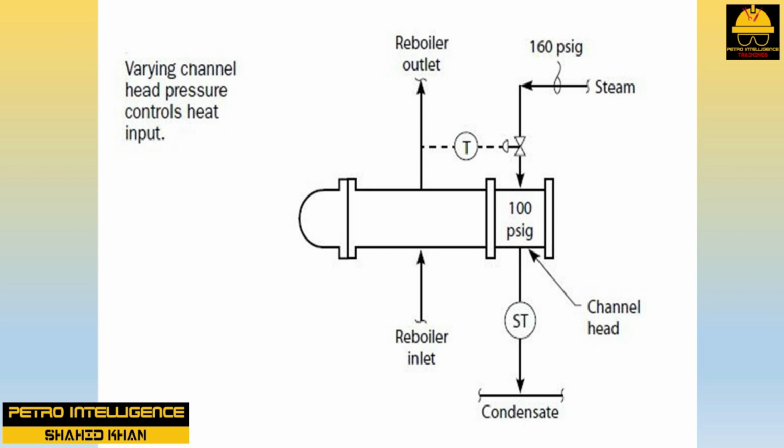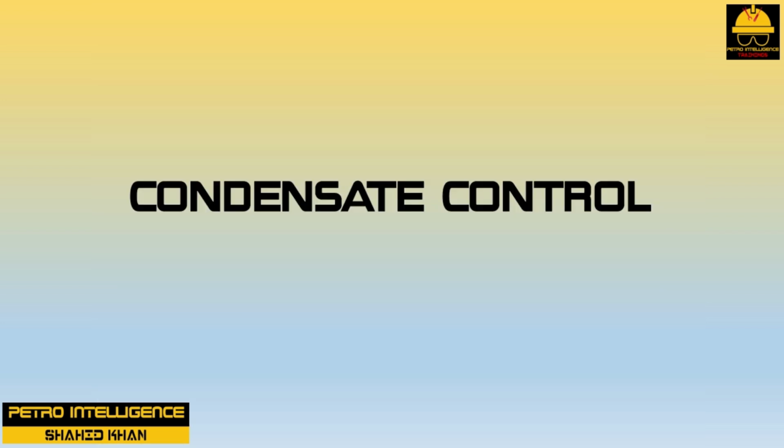If we open the control valve to 100%, the steam flow will not increase at all. Why? Because once the steam pressure in the channel head rises to the steam header pressure, no further increase in steam flow is possible, regardless of the position of the inlet control valve.